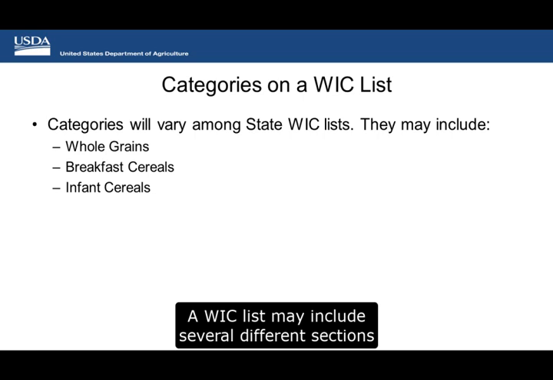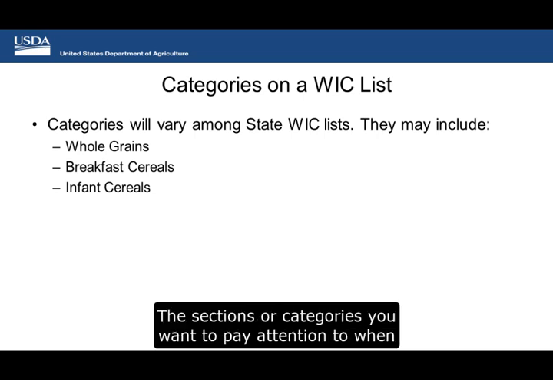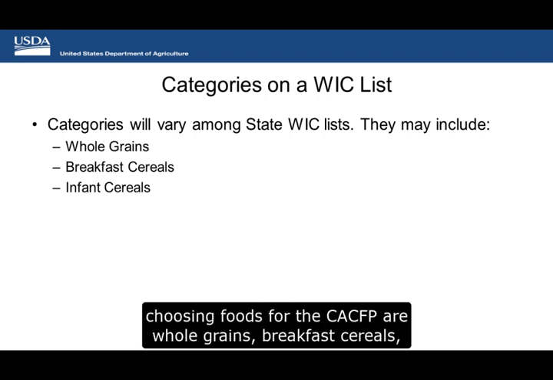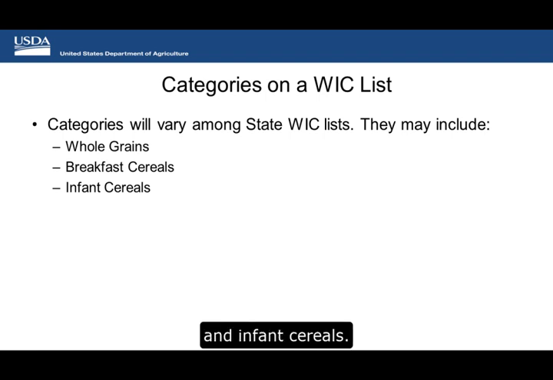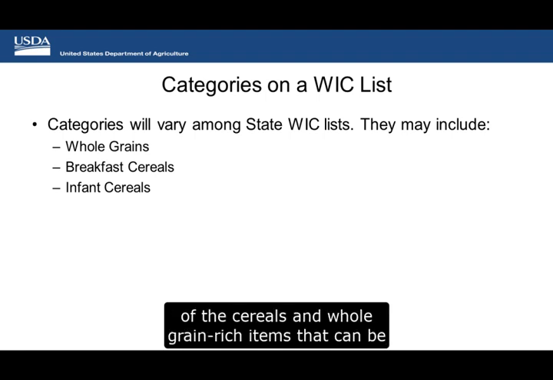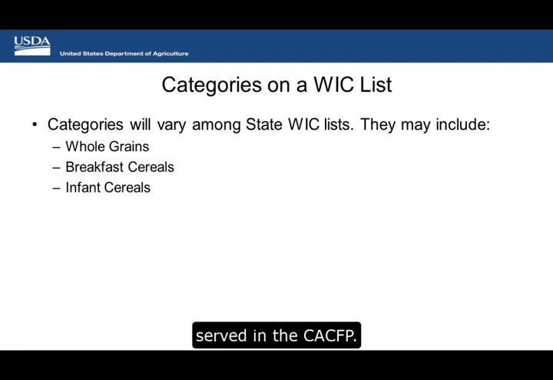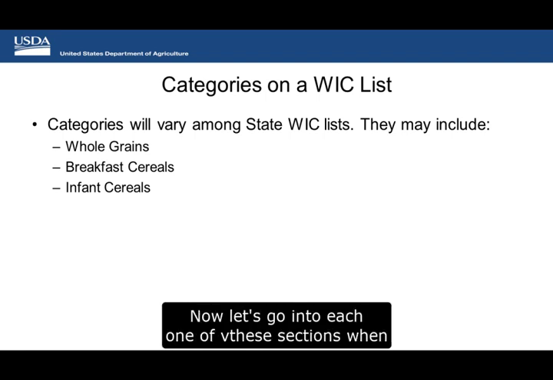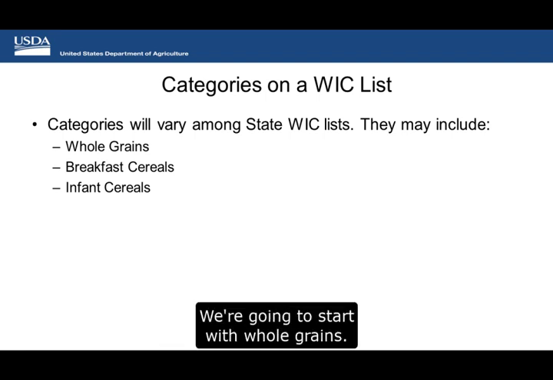So a WIC list may include several different sections or categories. The sections or categories you want to pay attention to when choosing foods for the CACFP are whole grains, breakfast cereals, and infant cereals. WIC lists include some, but not all, of the cereals and whole grain rich items that can be served in the CACFP. Now let's go into each one of these sections listed on the slide, and we're going to start with whole grains.